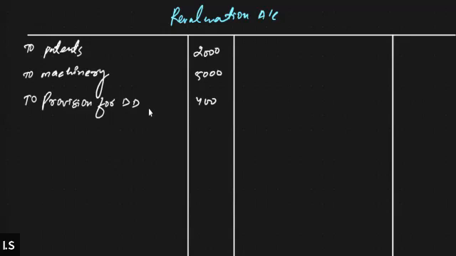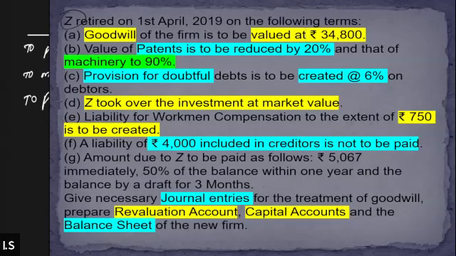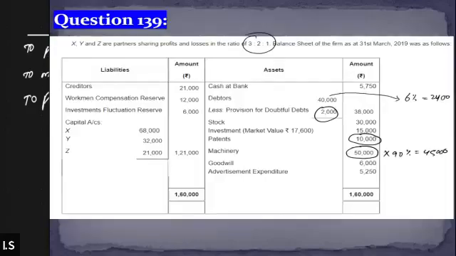Is this clear? Both of you, tell me. Yes. Yes. Coming back to the question again, it says Z took over the investment at market value. So what do you mean by this? Z took over the investment at market value means Z is buying the investment. So Z will have to make the payment. So Z is buying the investment at what price?